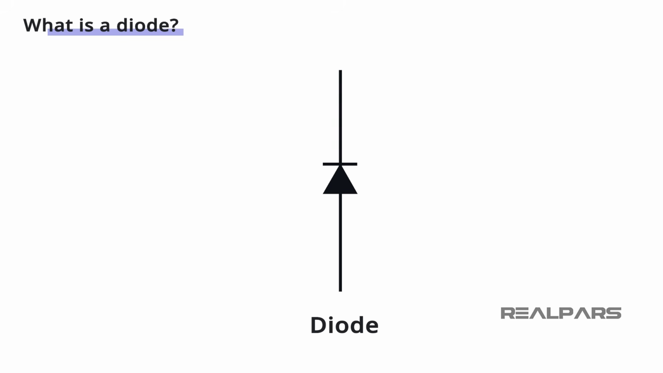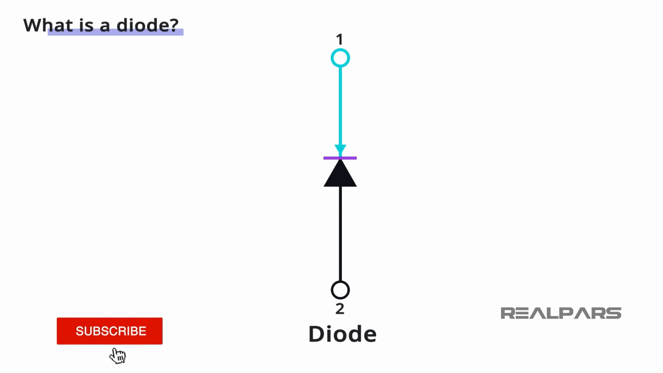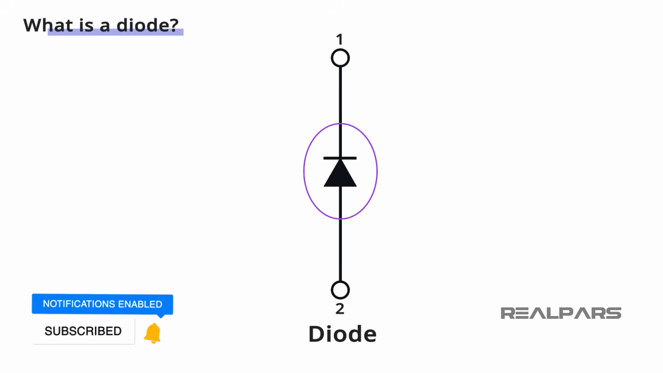A diode is a device that allows current to flow in only one direction. That means if you add a diode to an electrical circuit, the current can only flow in one direction only. For example, here, the current can only flow from point 2 to point 1. But if it flows from point 1 to point 2, it will be blocked by the diode. Very simple, right?